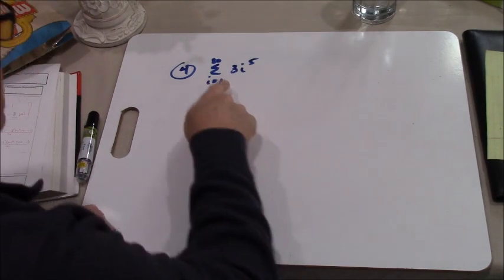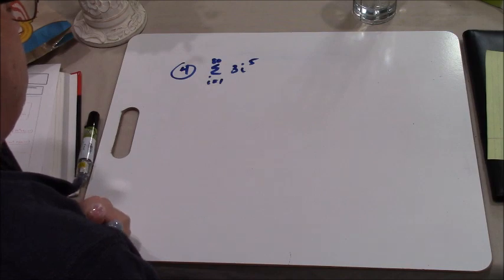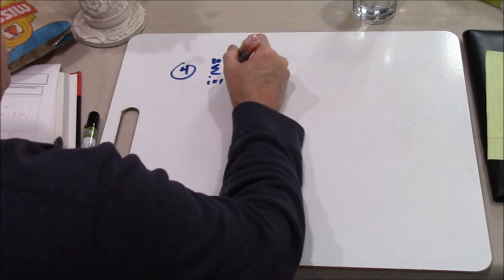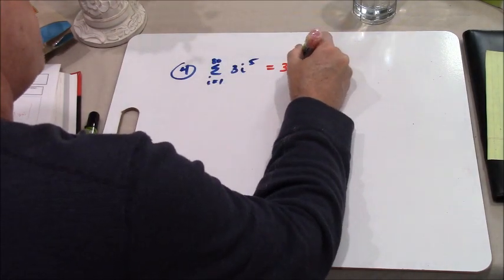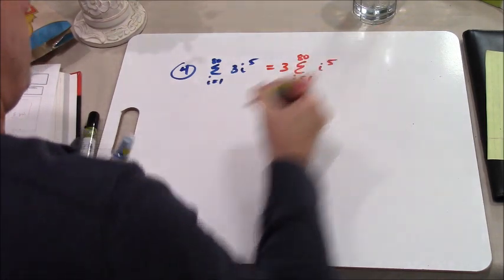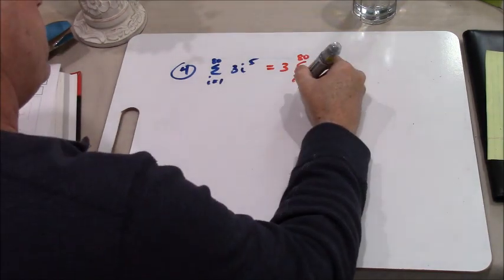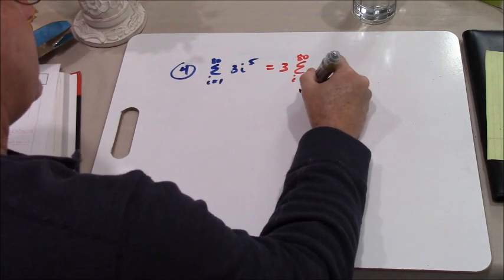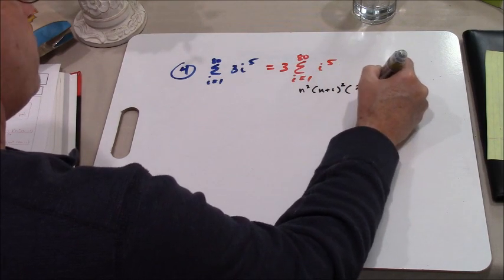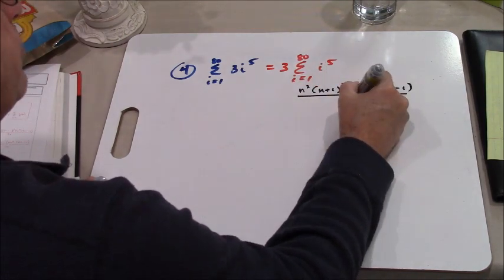Alright, one last problem. We'll try and get one in with a larger exponent. You guys go ahead and try this one. Alright, so first thing I'll do is bring that 3 to the outside. So I've got 3 times the summation for i equals 1 to 80 of i to the 5th. And our formula for i to the 5th was n squared times n plus 1 squared times 2n squared plus 2n minus 1, all over 12.